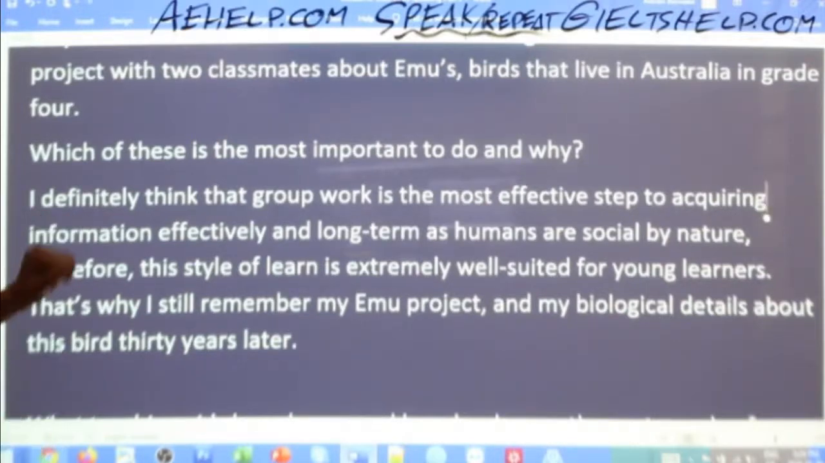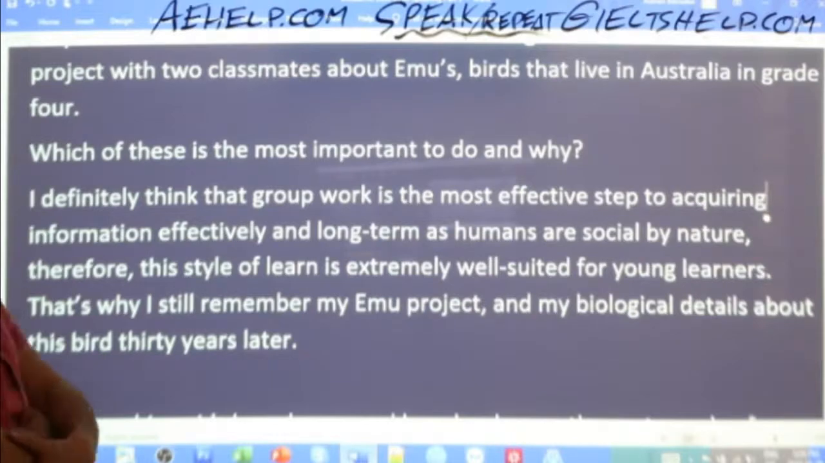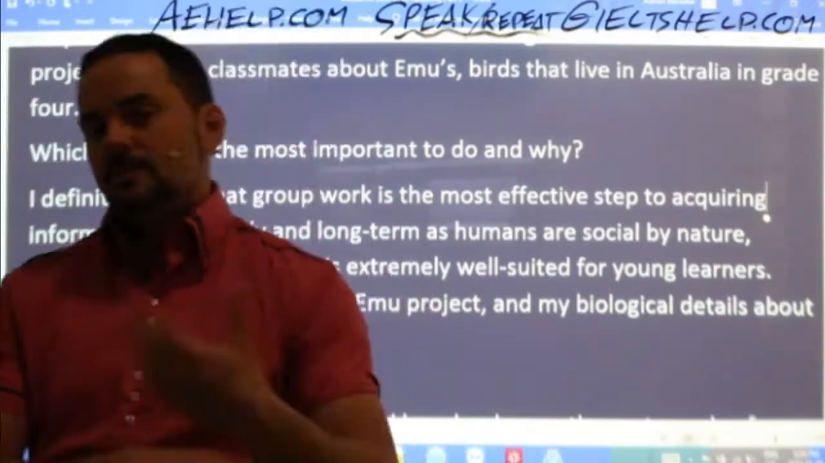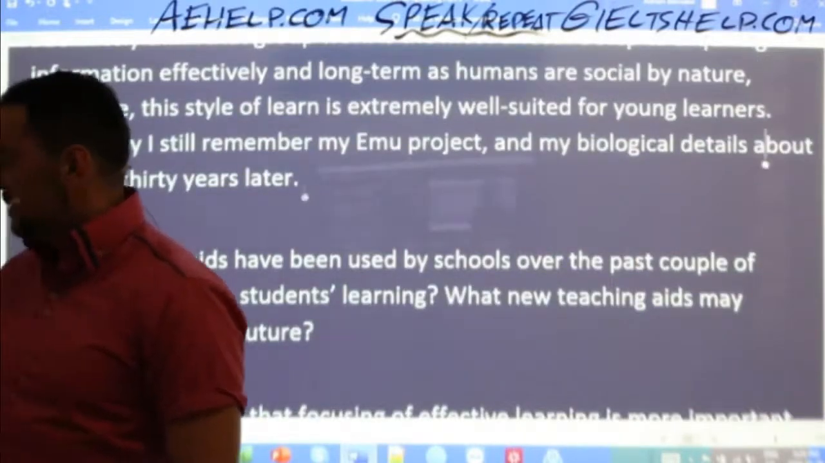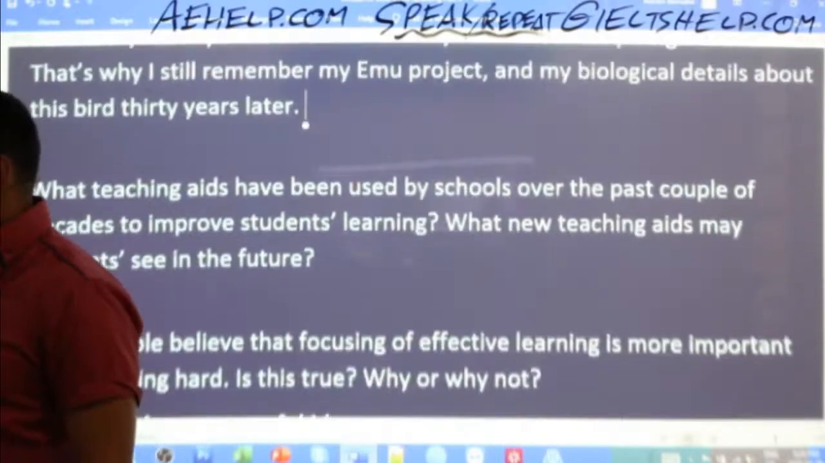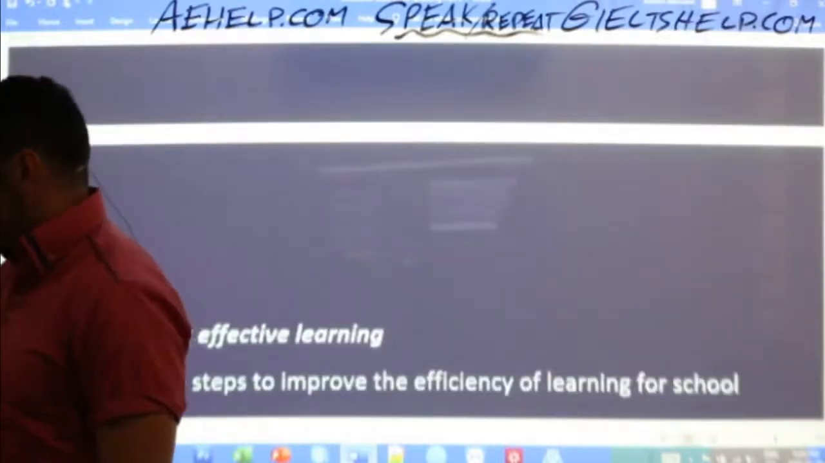So which of these is the most important to do and why? I definitely think that group work is the most effective step to acquiring information effectively and long term, as humans are social by nature. Therefore, this style of learning is extremely well suited for young students. That's why I still remember my EMU project and many biological details about this bird 30 years later. It's also better to just repeat me because then I catch my typo mistakes as I'm reiterating. Okay, so students, difficult questions, what can you do?